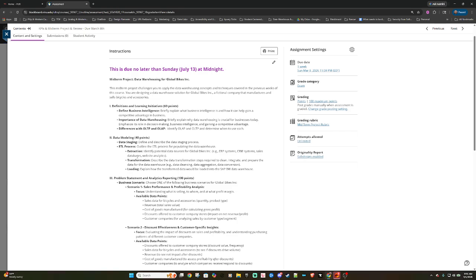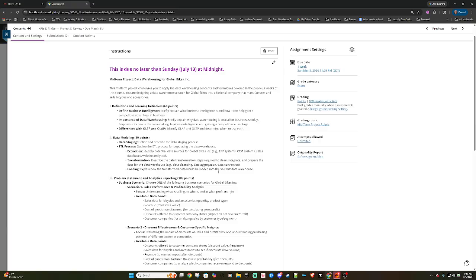Data modeling, we've done some of this already. So define and describe the data staging process. What did you do, or what would you have needed to have done to stage the data? The ETL process, which is extraction, transformation, and load. I give you specifics that you could talk about for each of those. So I would like you to outline the ETL process for populating the data warehouse, specifically what you did in the assignments to get to where we are.